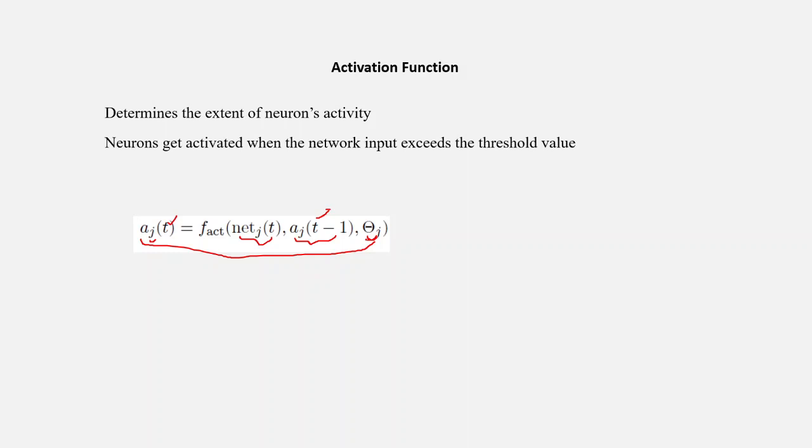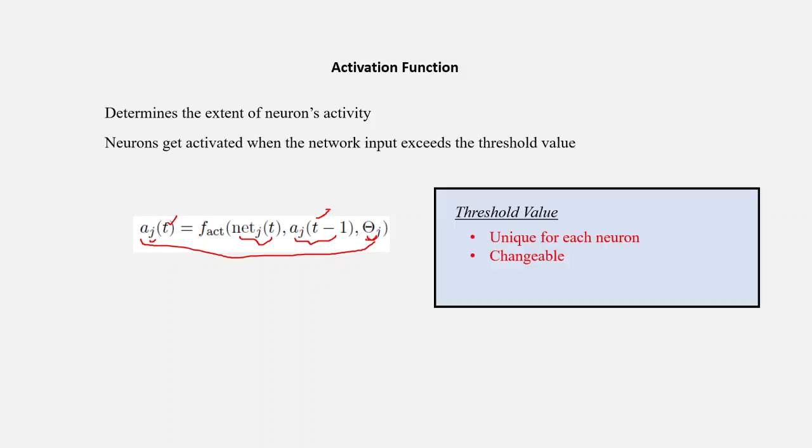So this activation function is globally defined for the entire neural network, or at least a set of neurons, but this threshold value is unique for each neuron, and this is changeable. This is the generic activation function that we apply, but we actually have some activation functions that we heavily use in deep neural networks. So let's go through some of those popular activation functions.